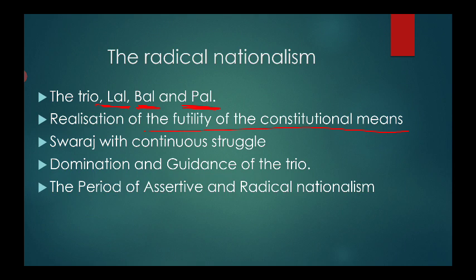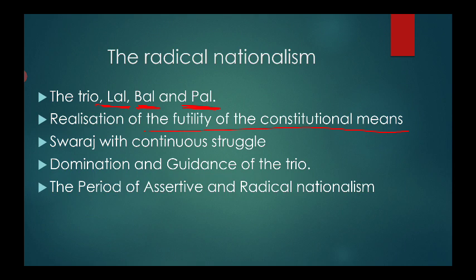The early nationalists were moderates. Their demands were moderate, their methods were moderate, their principles and objectives were moderate. But here, they were opposite. The trio was the opposite of the moderates. They were far from the moderates. These people were violent, these people were extremists and revolutionaries.